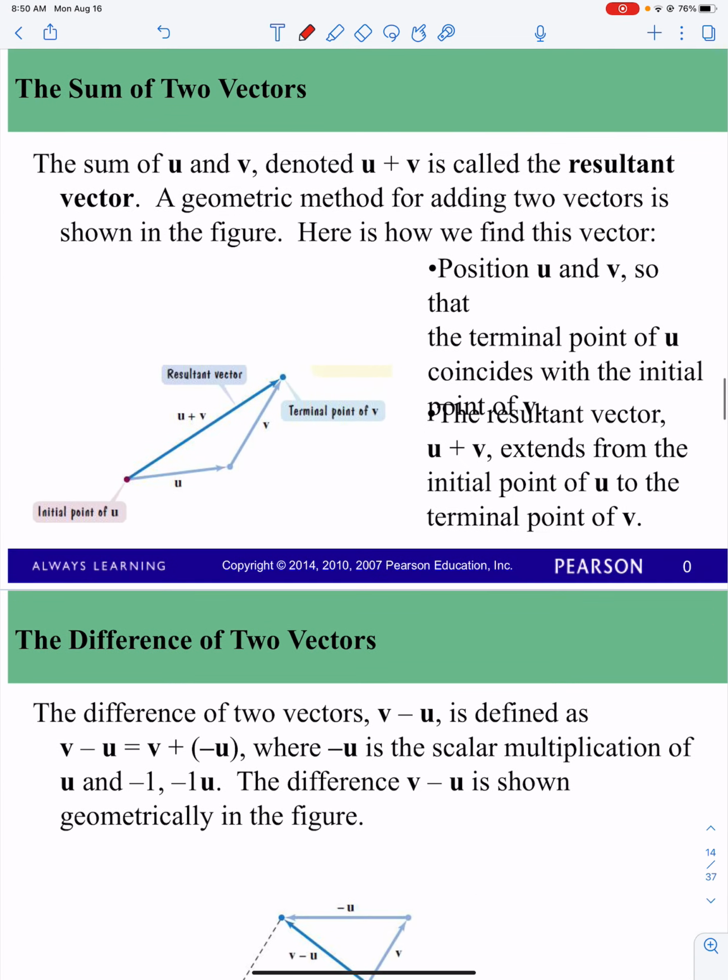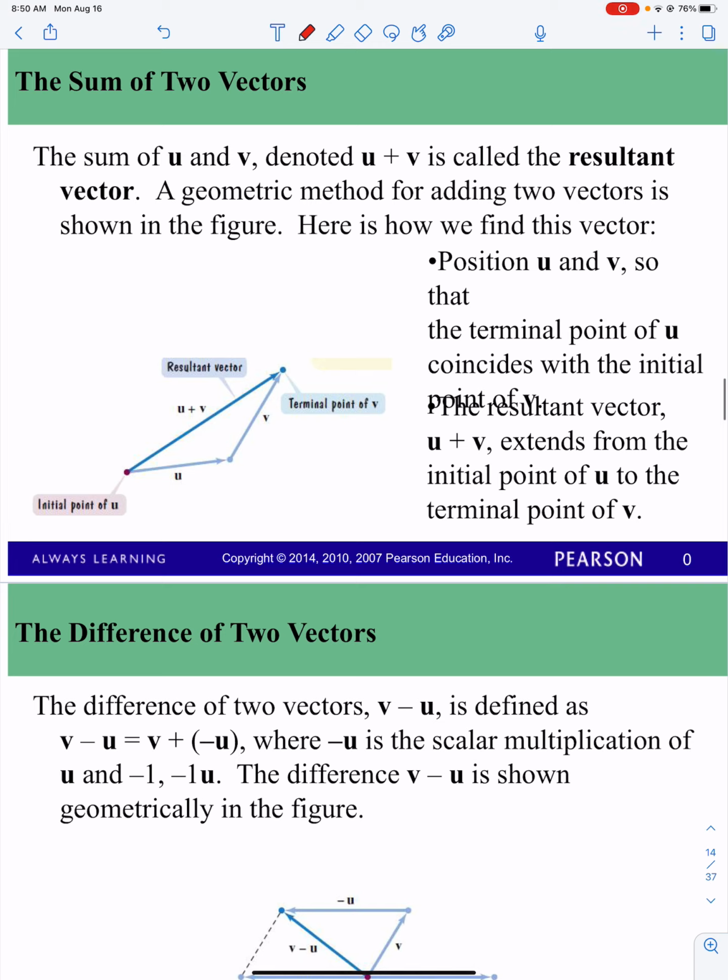Okay, so the next one is an interesting one. The sum of two vectors, okay? For vectors, we do not care where the start is, yeah? So if we want u plus v, what will we do? We have the initial and we have the terminal, yeah? Okay, so what will u plus v be?